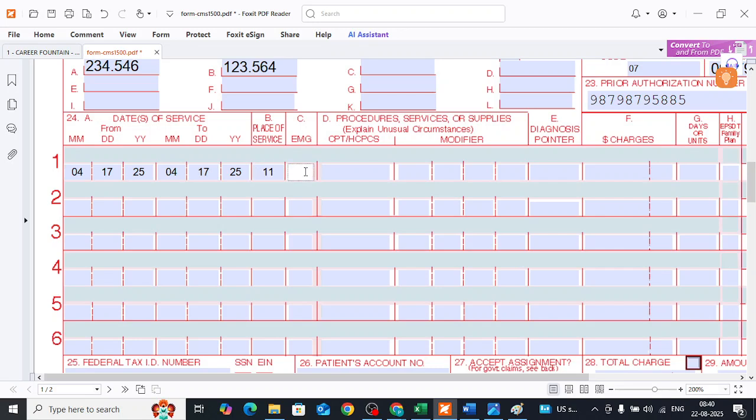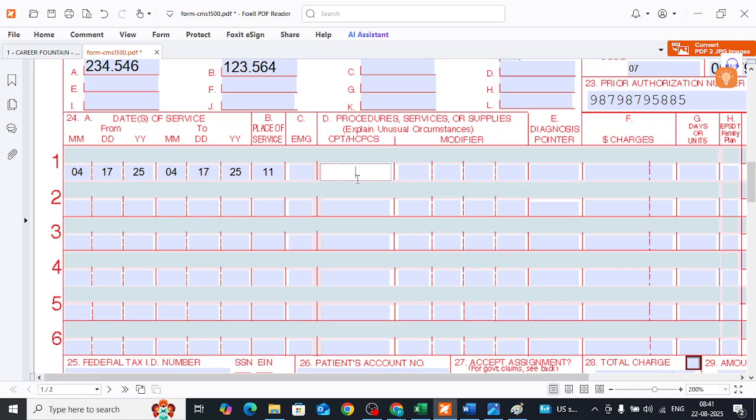What are all the codes for the place of service? We'll see that there are so many places of service, like office visit, inpatient hospital, outpatient hospital, skilled nursing facility. All these places of service we'll cover in detail in our coding session. This one is for the emergency department.